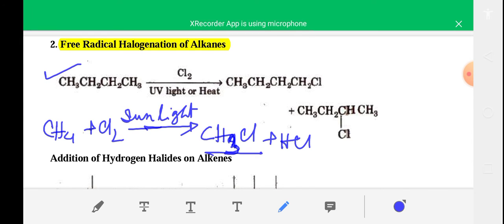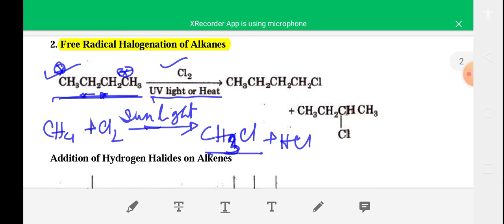This is CH3CH2CH2CH3, n-butane. This is n-butane, not normal butane. If you treat n-butane with chlorine in presence of sunlight or UV light or heat, you will see that the hydrogen atom from n-butane will be substituted by a chlorine atom. And in n-butane there are two types of hydrogen atoms, two types of carbon. Two carbons are 1 degree and two carbons are 2 degree. Carbons number 2 and number 3 are 2 degree carbon, and number 1 and number 4 carbon are primary carbon.